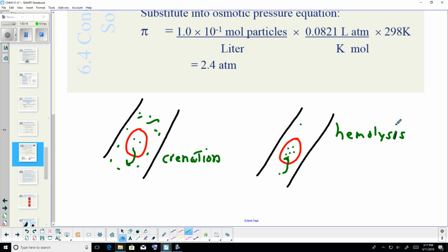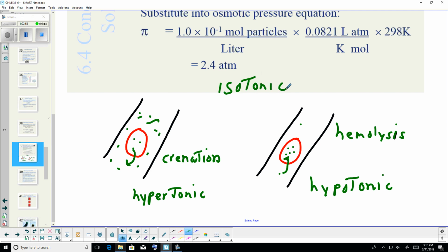So one is from having a solution that has too many particles in it, the other from a solution that does not have enough. Too many particles is called hypertonic. Too few particles is hypotonic. What you want is a solution that has the same number of particles as inside your cells, and that would be called isotonic. It's either D5W or 0.9% saline.